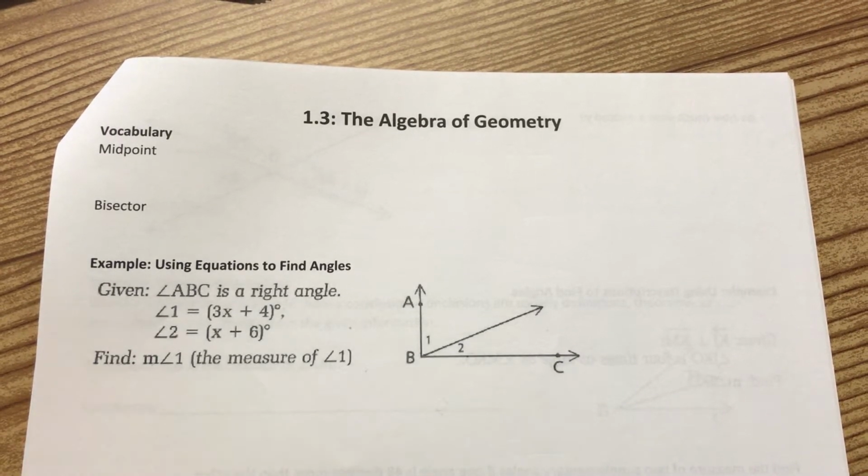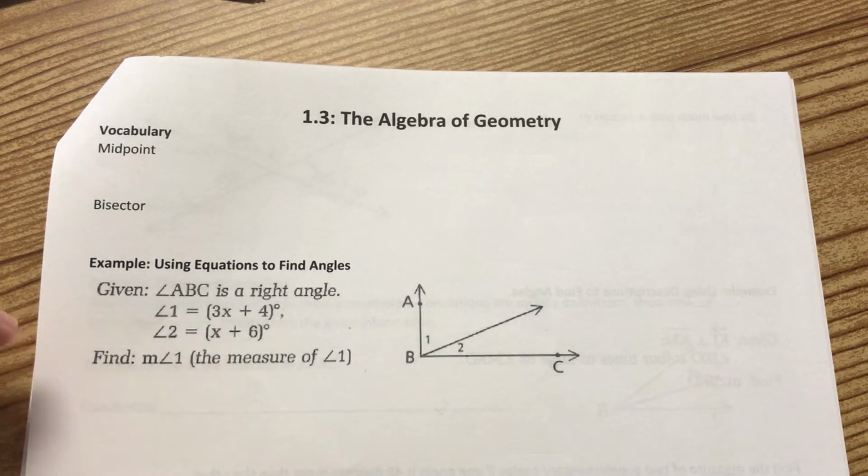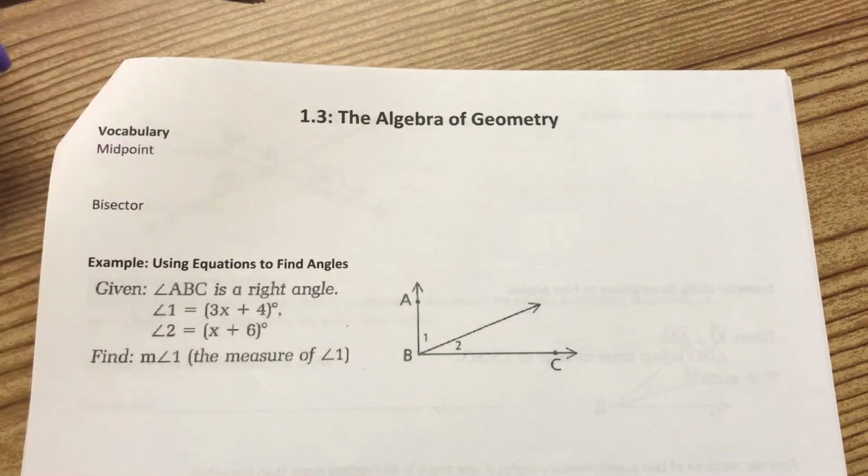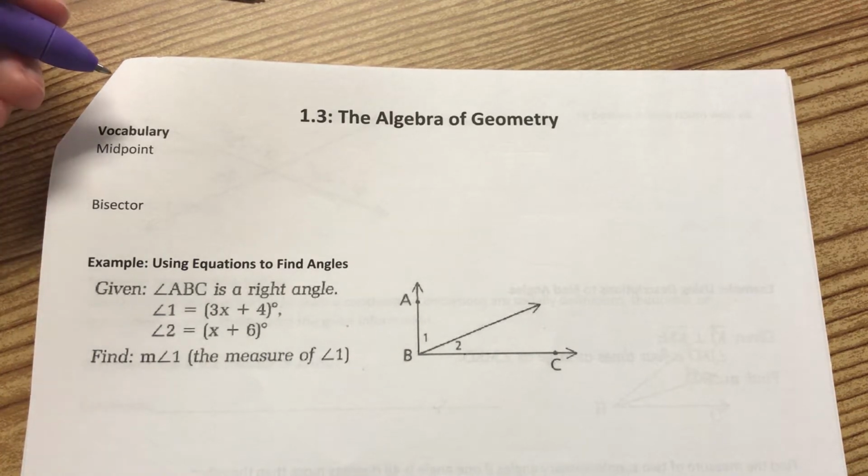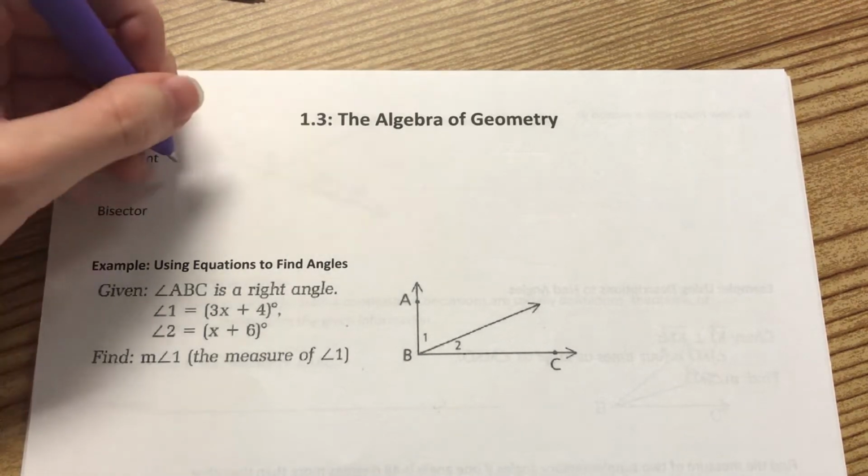Hello folks, today we're going to be talking about one of my personal favorite sections, and that is the Algebra of Geometry. So a couple of vocab words to start us off. The first one is midpoint. A midpoint is a point that divides a line segment into two congruent segments.